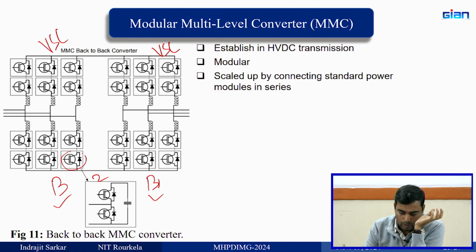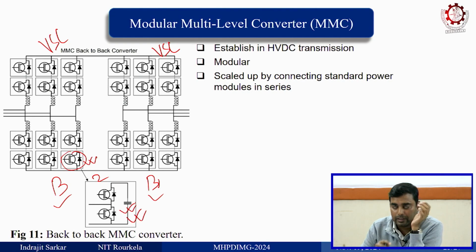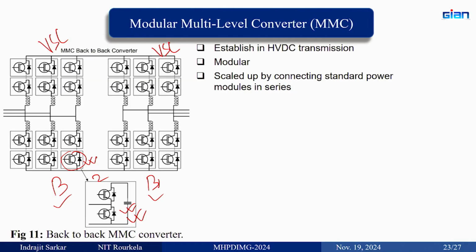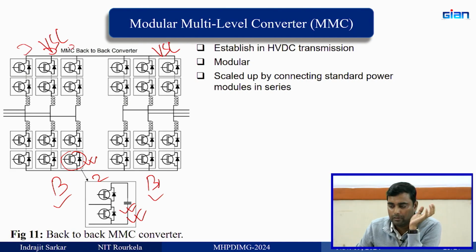So, each module looks like this. If there is a problem with one module, you just replace it, and downtime reduces, which is very much required for industry. Okay, scale up. If you want to increase the voltage level, you just add blocks and increase the voltage level.